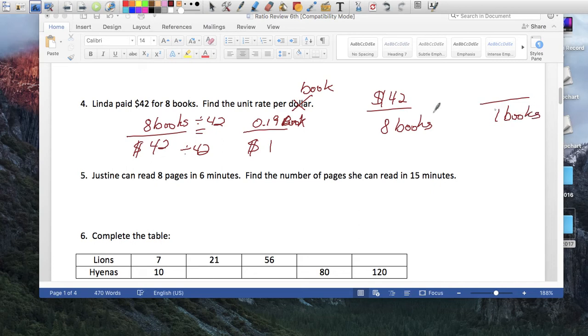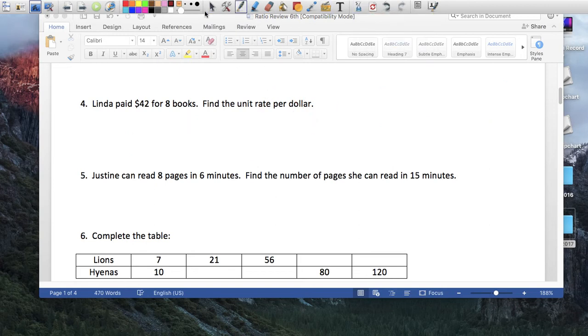So that would be the unit rate per book, which is what I meant to do. So 8 books divided by 8 here, and divided by 8. And now you do 42 divided by 8, and you're going to get 5.25. So each book cost me $5.25. On side B, which is the reverse of this page, please do the same thing. Find the unit rate per book. Please correct it on the other side of this sheet, okay?